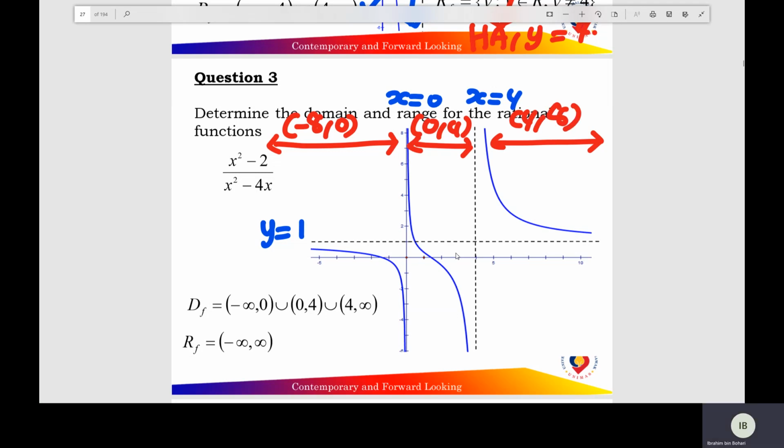Okay, so you find the domain of the rational function from the left, starting from negative infinity to x equals 0, first interval, union 0 to 4, union 4 to positive infinity. So the answer is: the domain of the rational function is all the values of x except the vertical asymptotes, x equals 0 and x equals 4. And second, you find the range of the function starting from negative infinity.